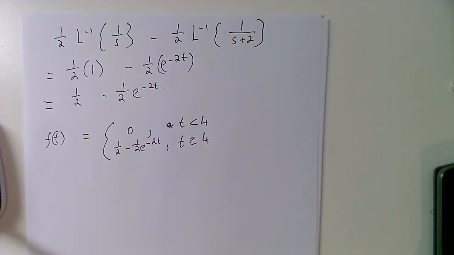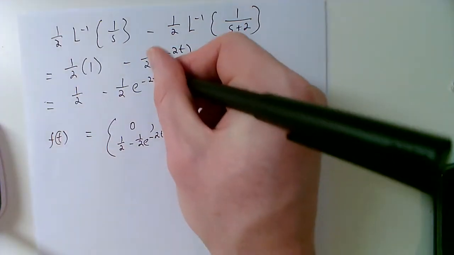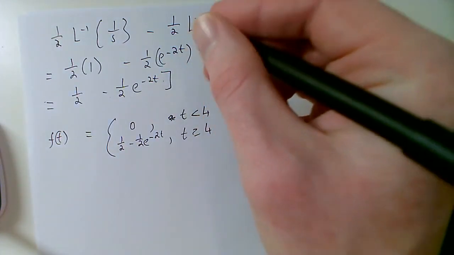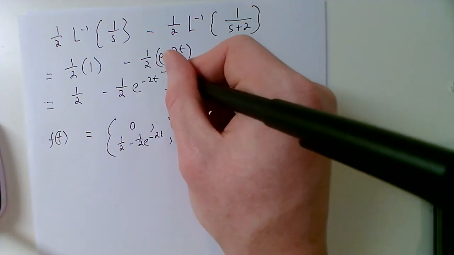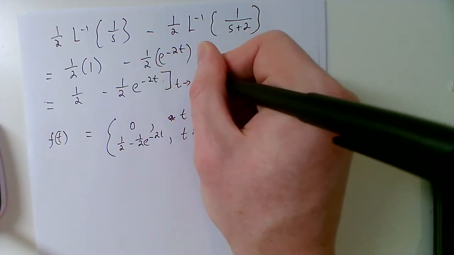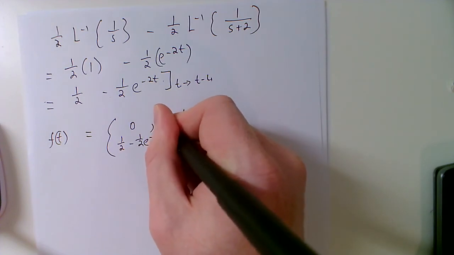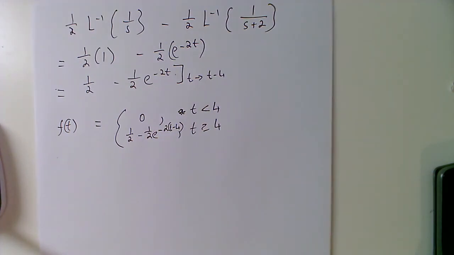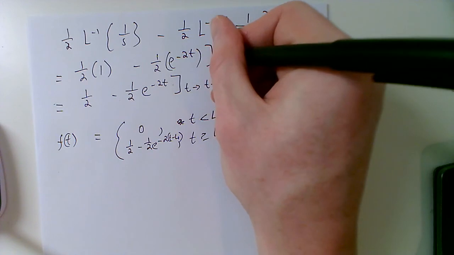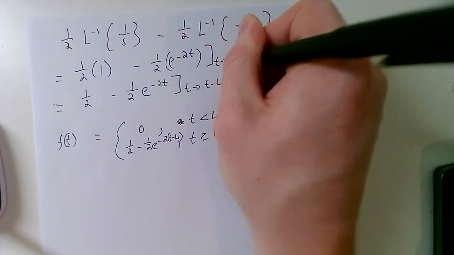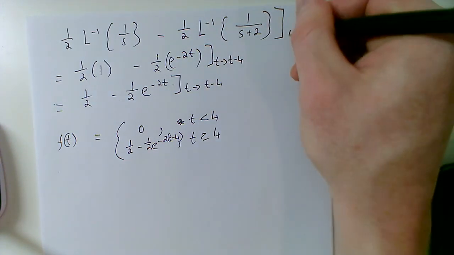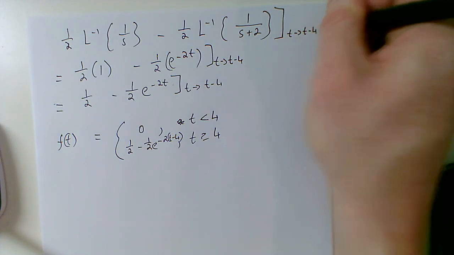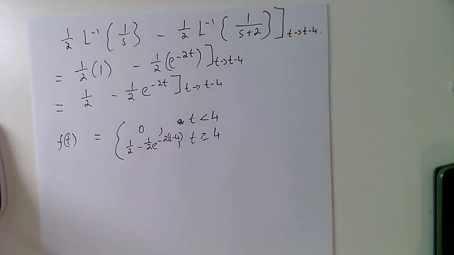Nope, that's something out. Whoops, that there should have been as t goes to t take away 4. So that should be t take away 4 in now. Oops. Because as soon as I'm inverse Laplace transforming, I should have had that in. I suppose you could have it in both bits, but as long as you've got it somewhere.